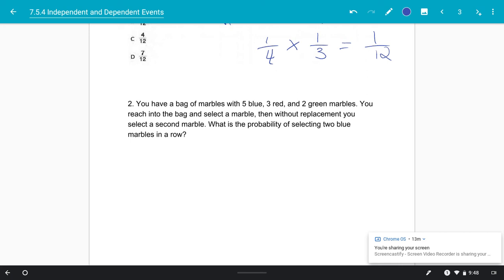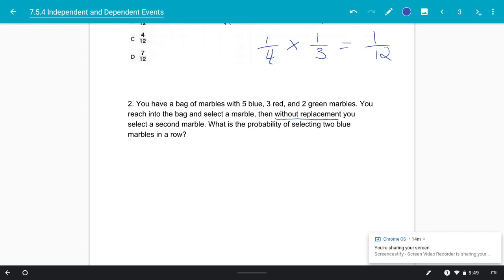Number 2. You have a bag of marbles with 5 blue, 3 red, and 2 green marbles. You reach into the bag and select a marble. Then, without replacement, so we take the marble that we got and we keep it, we are going to then select another marble. So what's the probability of selecting 2 blue marbles in a row? So in this case, I have to again first decide, are they independent or dependent? So because I'm going to be selecting that blue marble first, will that change my probability of selecting the blue marble second?